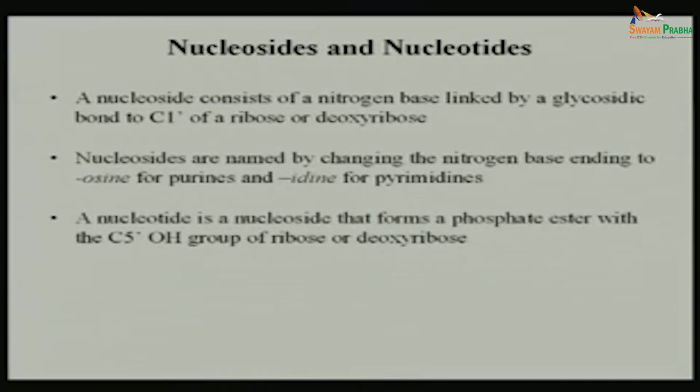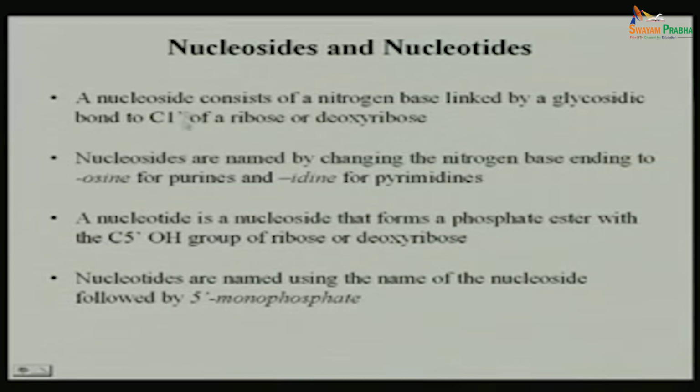Now coming to nucleoside and nucleotide. A nucleoside consists of a nitrogenous base linked by a glycosidic bond to carbon atom number 1 of the ribose or deoxyribose. So, irrespective of the ribose sugar, these nitrogenous bases are attached to the first carbon, in both DNA as well as RNA molecules.